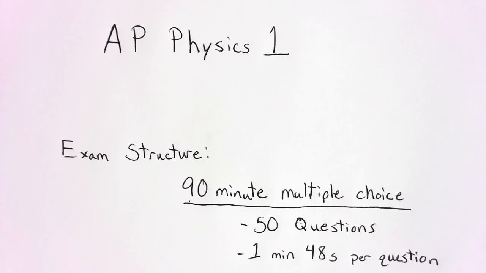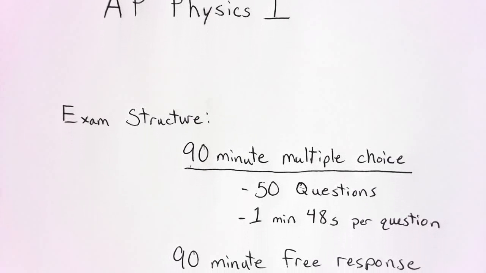The first major section on the AP1 exam is a 90-minute multiple choice section. There are 50 questions, which leaves us about just under 2 minutes per question. The last 5 of those 50 questions are what we call multi-select questions. In those, there will be 4 answer choices, but 2 of them will be correct.